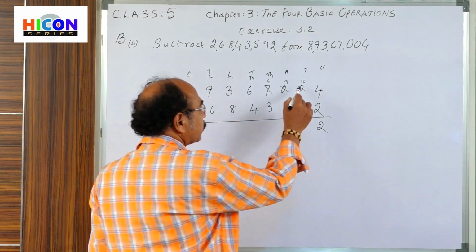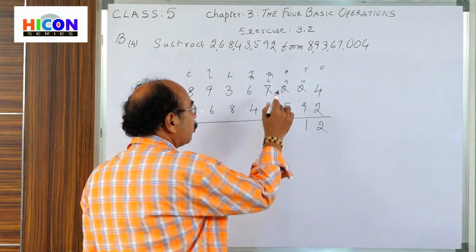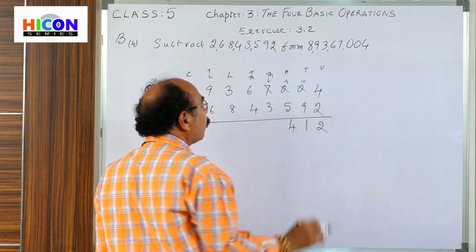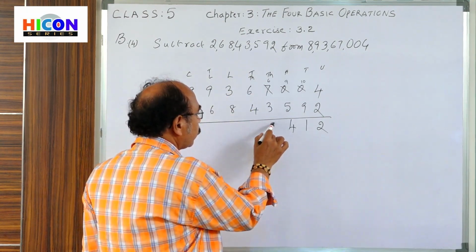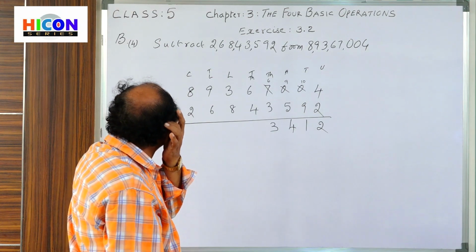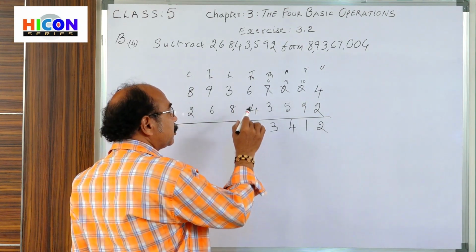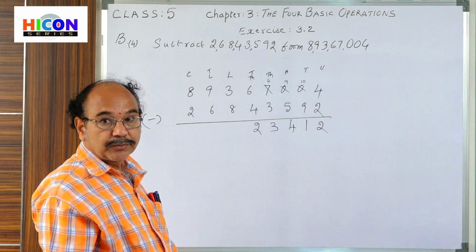Now, 10 minus 9 how much? 10 minus 9 is 1. Now, 9 minus 5 how much? 4. Here 6 is there. 6 minus 3 how much? 3. 6 minus 3. Now come here. Thousands place. 6 minus 4 how much? 6 minus 4 is 2.